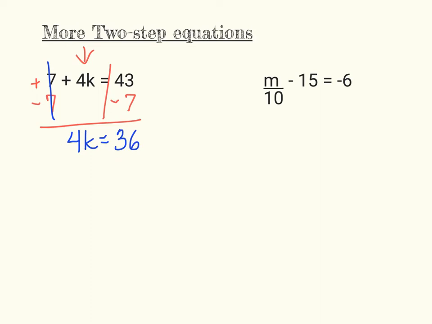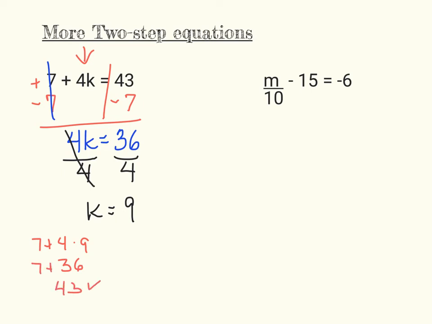What's the opposite of times 4? Of course, it's divide by 4, both sides. These cancel. I'm left with k equals 36 divided by 4 is 9. Come on over here and do that check. 7 plus 4 times 9. 4 times 9 is 36. 7 plus 36 is 43, just like I want it to be. There's the answer. K equals 9.